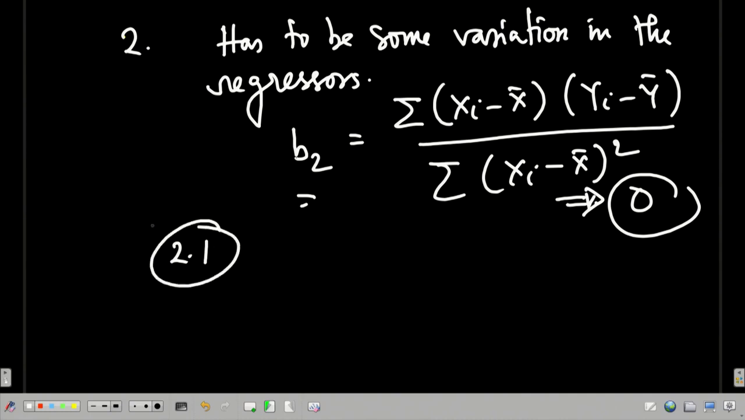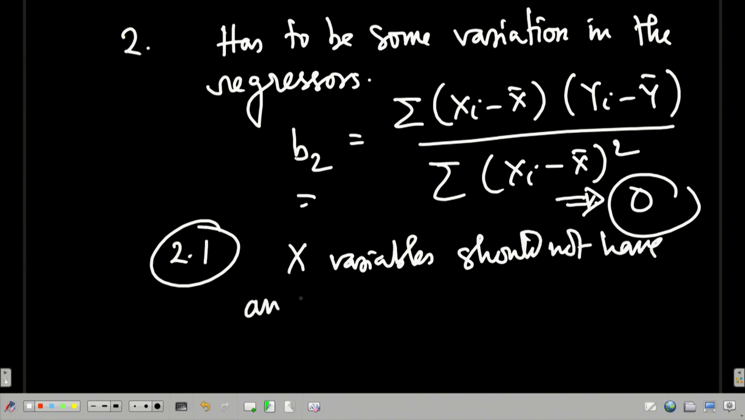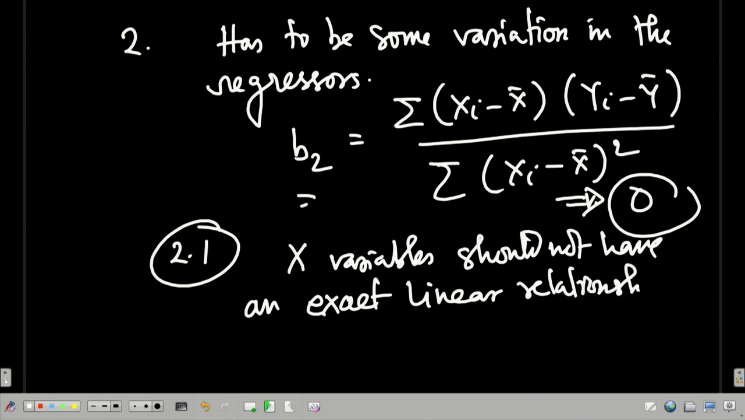So, when we do a regression, we have to ensure that the x variables should not have an exact linear relationship, and we have already talked about it in detail. Recall the dummy variable trap. What we mean is that x variables should not have an exact linear relationship. There can be some linear relationship, but it cannot be an exact linear relationship.